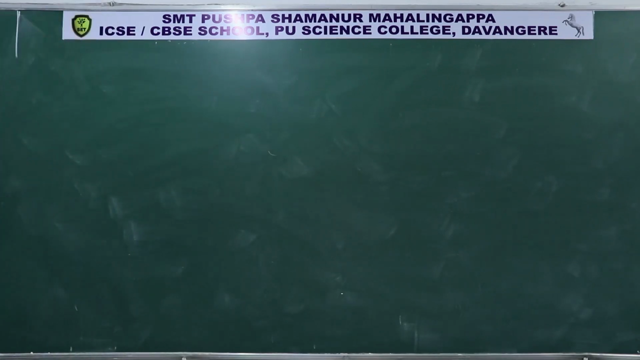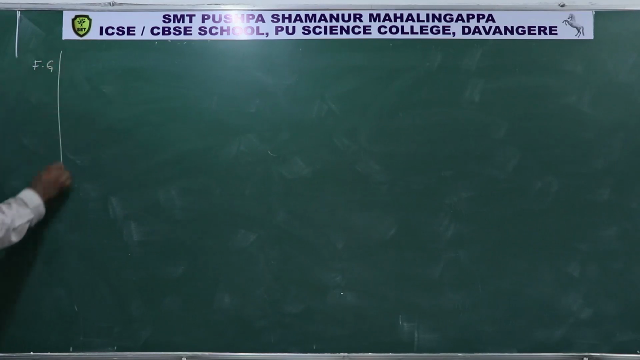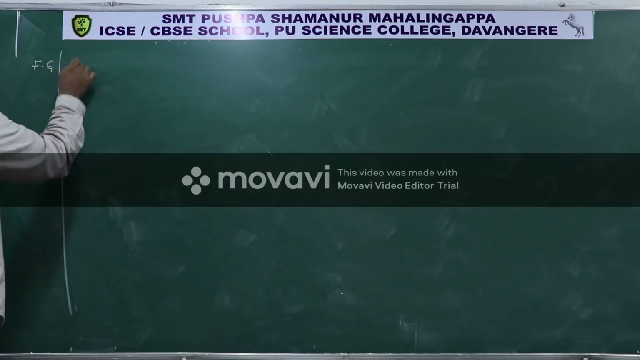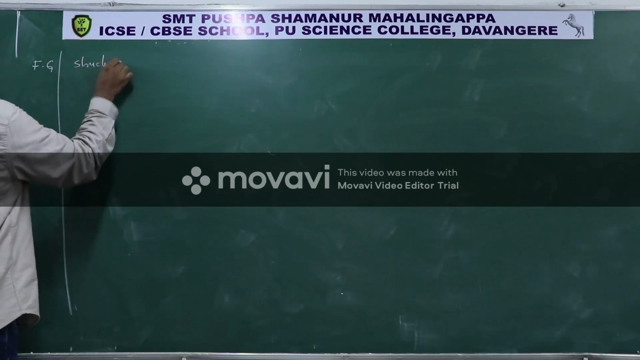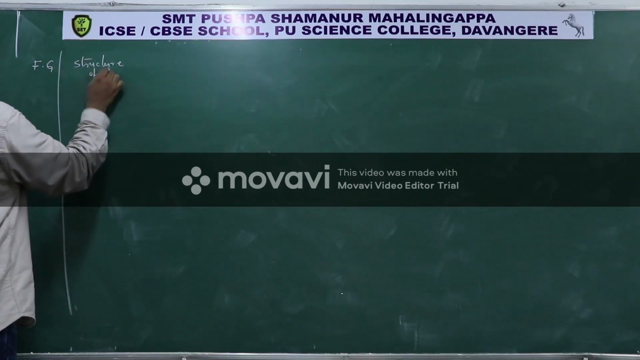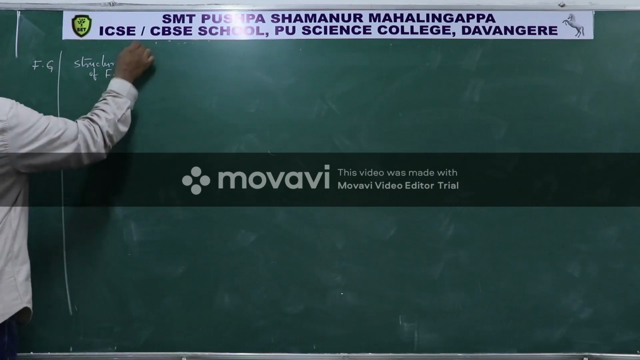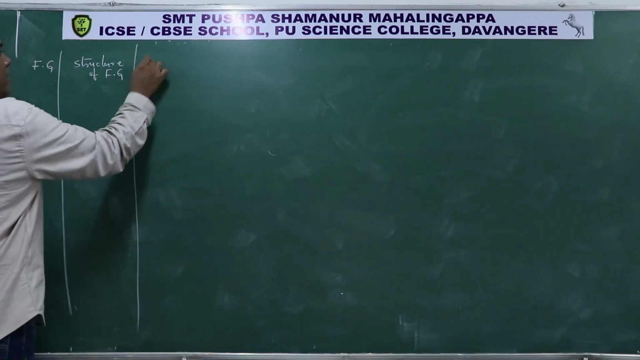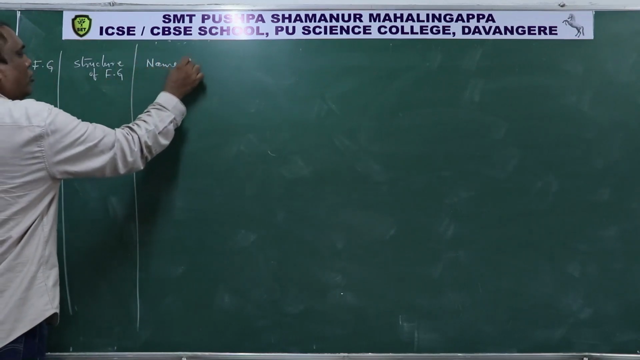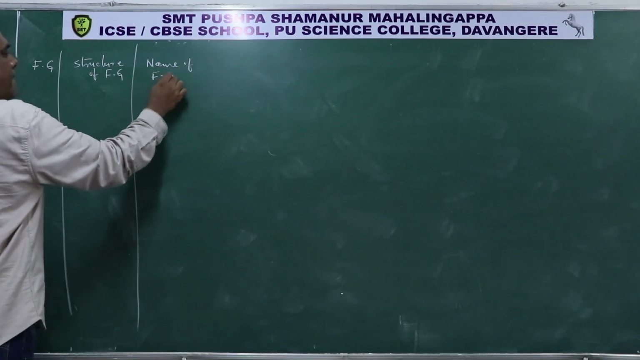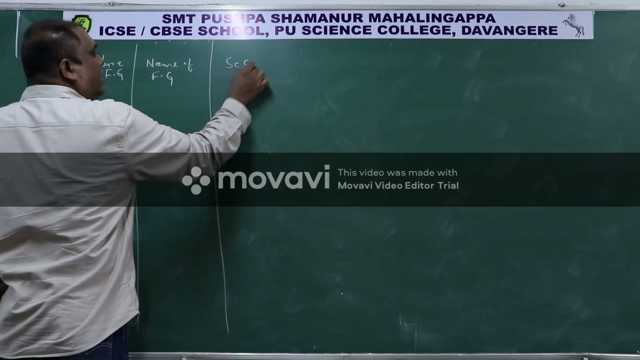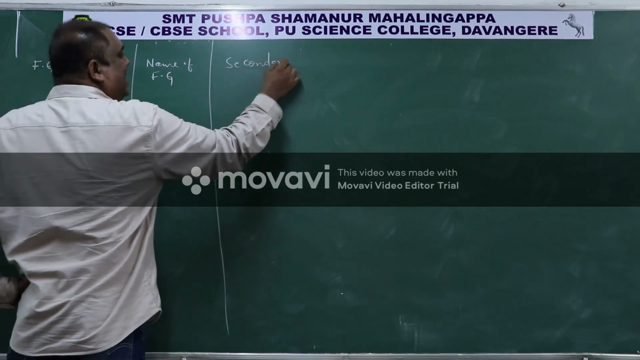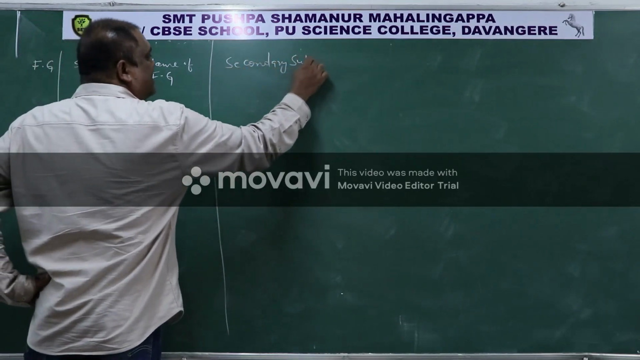So here what I am doing is: functional group, then structure of the functional group, then name of the functional group, then if so and so functional group is there, what will be the secondary suffix.